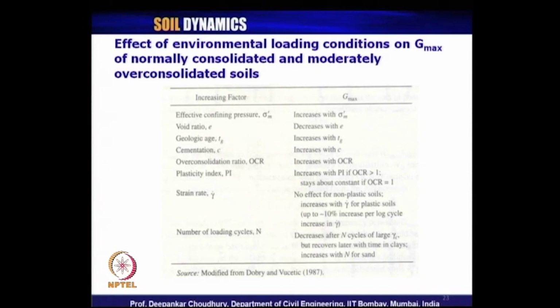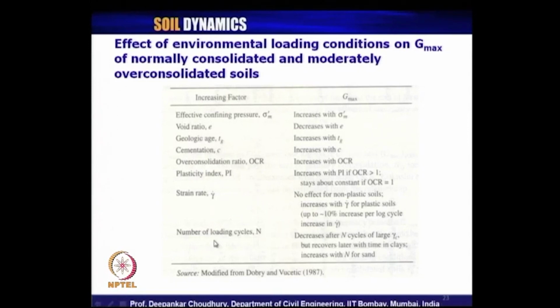Similarly, for the dynamic test also, if you keep changing the application of your strain rate, that is, the rate at which strain is applied to the soil sample, what happens to the Gmax value? It says almost no effect for non-plastic soil, that is mostly sandy or cohesionless soil, but for plastic soil or fine grained soil, it increases with increase in the strain rate. That is, if we increase the strain rate, then the Gmax value increases up to about 10% per log cycle with increase in the strain rate.